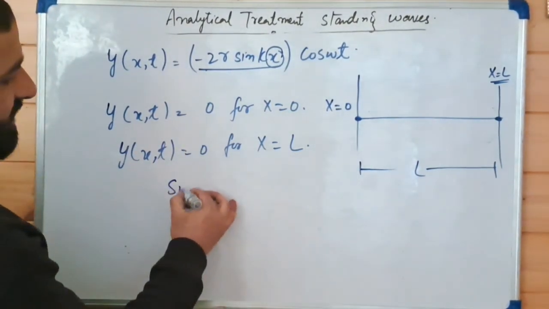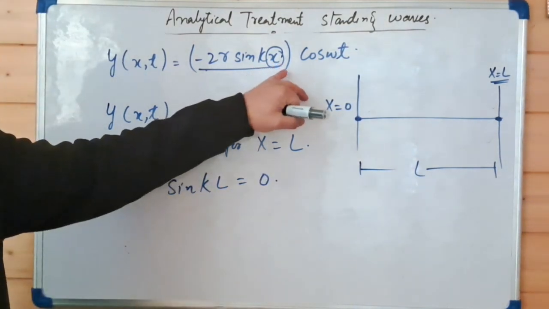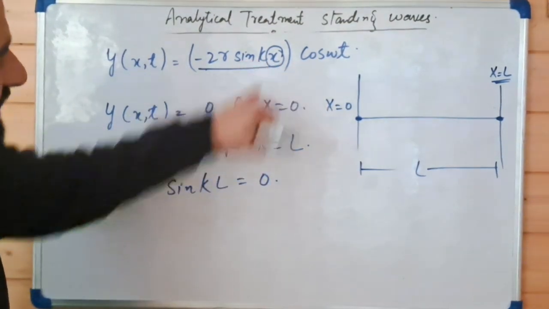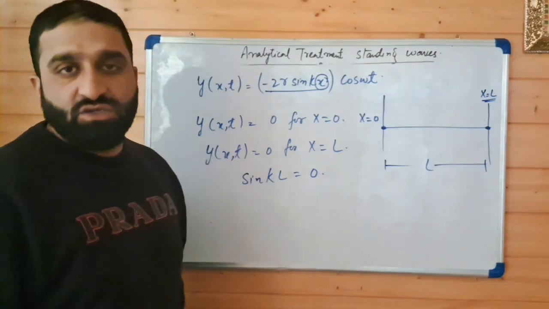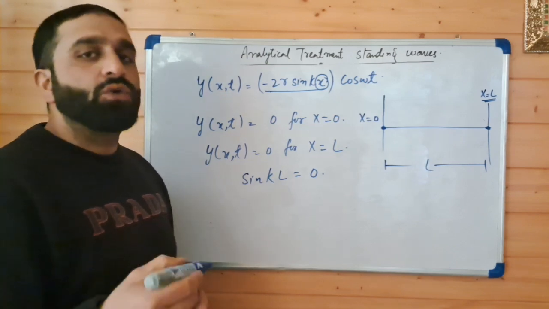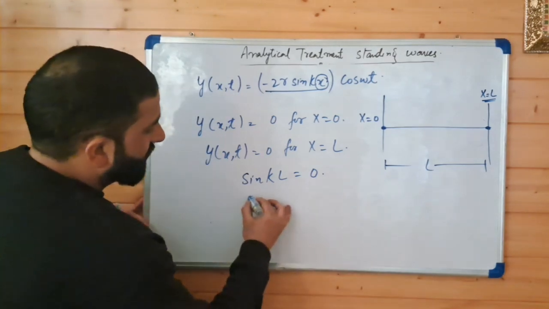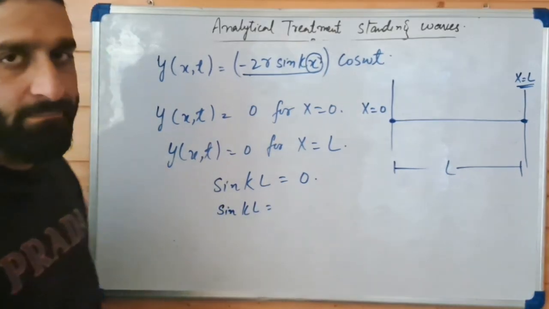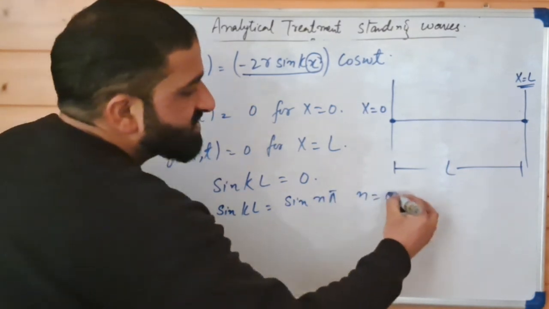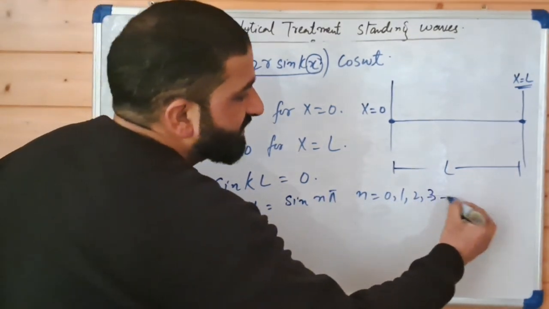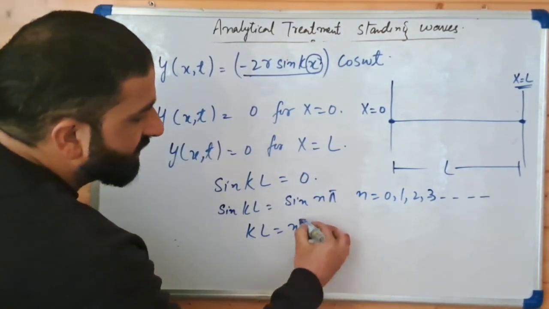That means sin(kL) is equal to 0. So sin(kx) is equal to 0 while x is equal to L, so it becomes sin(kL) equal to 0. We know that sin(nπ) is equal to 0, where n is equal to 0, 1, 2, 3. So from the knowledge of mathematics, sin(kL) is equal to sin(nπ), where n is equal to 0, 1, 2, 3. Now, kL is equal to nπ.